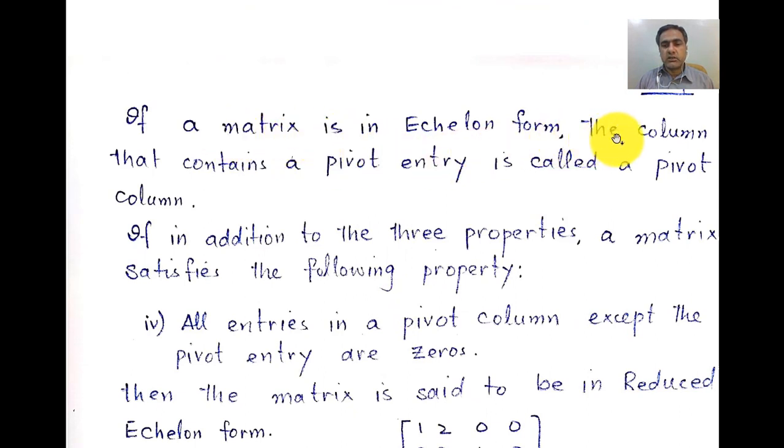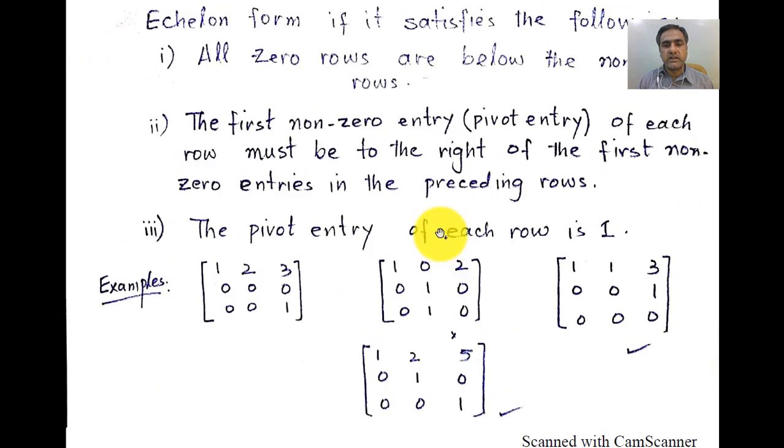If a matrix is in echelon form, the column that contains a pivot entry is called a pivot column. So for example, if I consider this matrix, this is in echelon form. Column number 1 contains a pivot entry. There is no pivot entry in column number 2. There is a pivot entry in column number 3, and hence in this matrix we will call column number 1 and column number 3 pivot columns. Similarly, in this matrix, columns 1, 2 and 3 have pivot entries. Hence in this matrix all three columns are pivot columns.